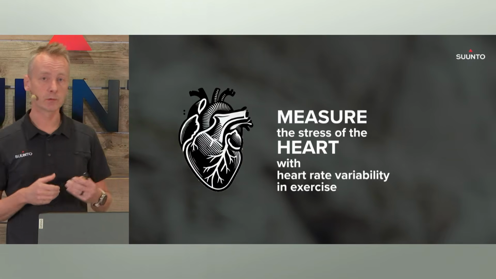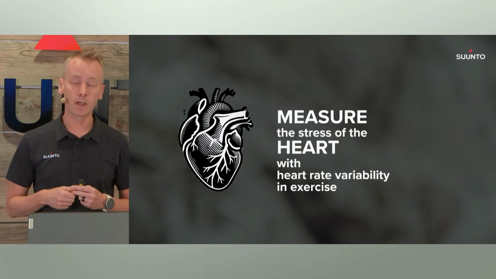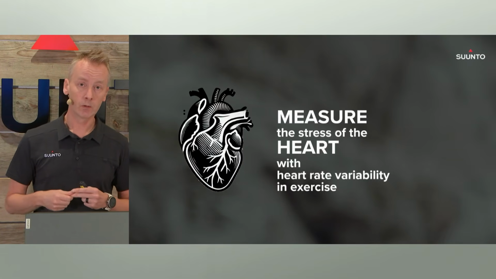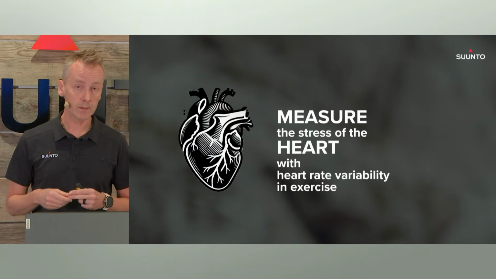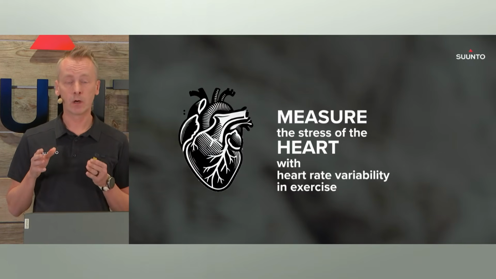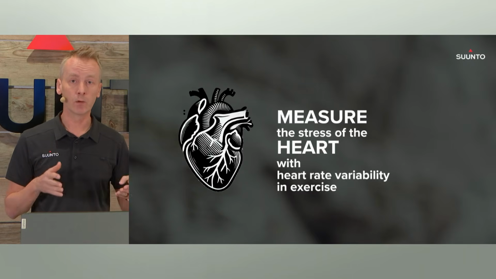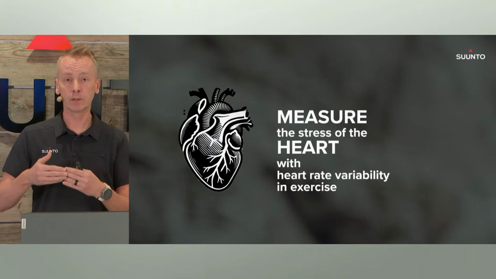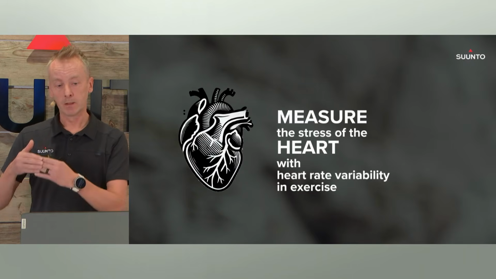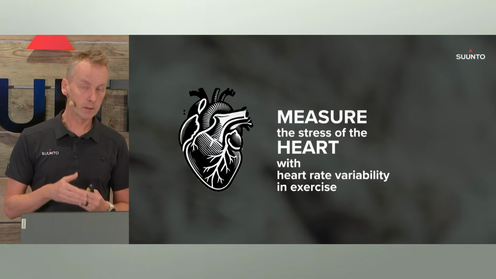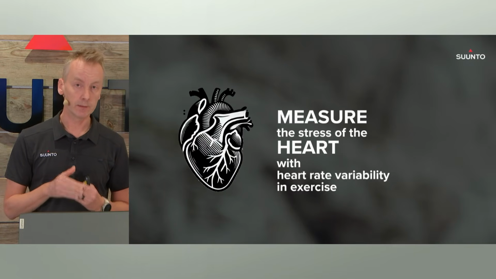For example, in Suunto watches, we measure nighttime heart rate variability using the so-called root mean square of successive differences, where we analyze your heart rate variability during previous nights and how it has changed over a longer period of time to understand your current recovery state. But measuring heart rate variability during exercise is something pretty new.